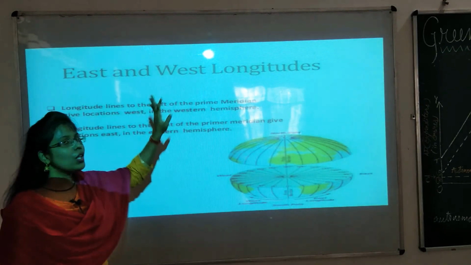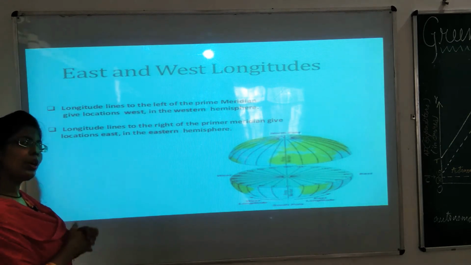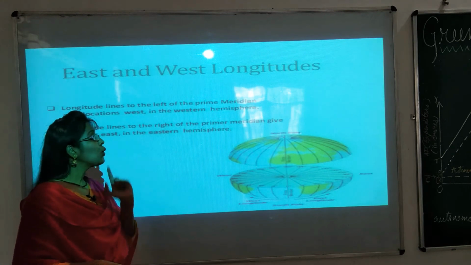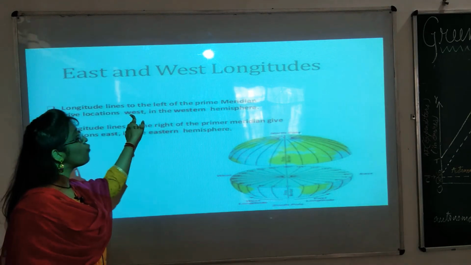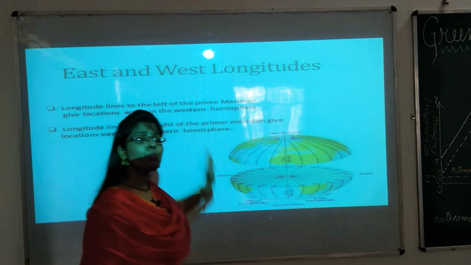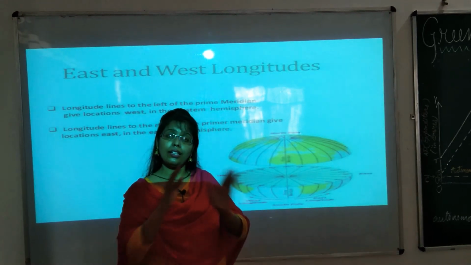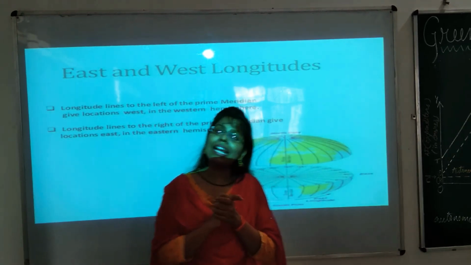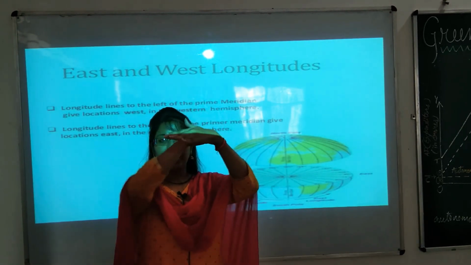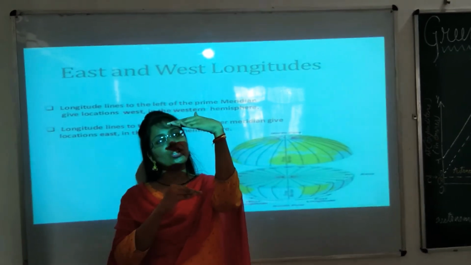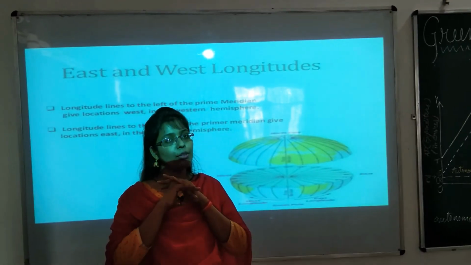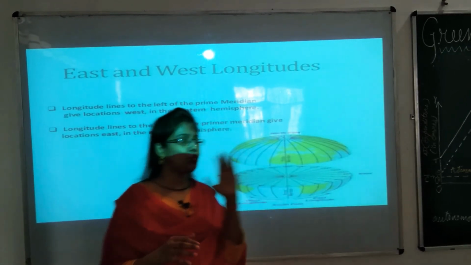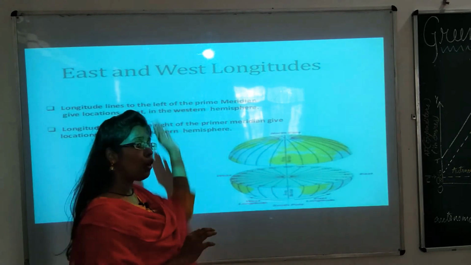Now east and west longitude. What is east and west longitude? Longitude lines to the left of the prime meridian give locations in the west, in the western hemisphere. Now this prime meridian divides the two hemispheres, western and eastern. You have seen northern and southern hemispheres. What was the equator doing? It was dividing into northern and southern hemispheres. The prime meridian is dividing into eastern hemisphere and western hemisphere, and this prime meridian is passing from north pole to south pole.